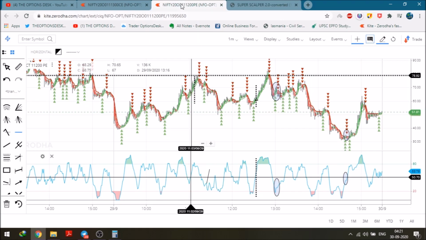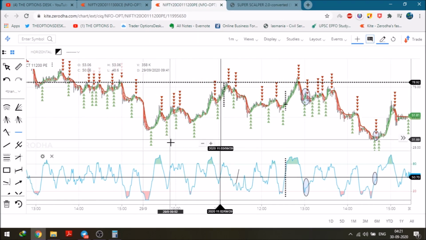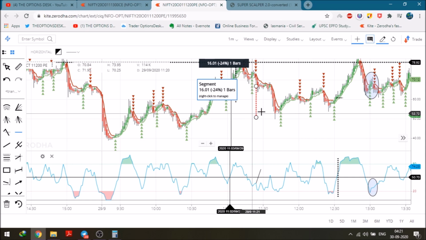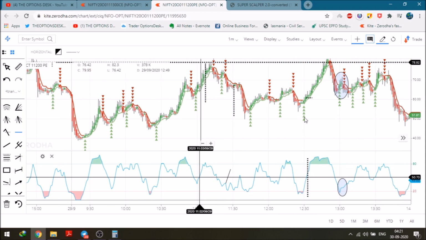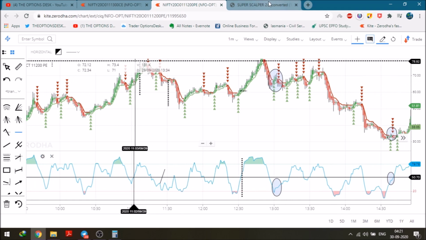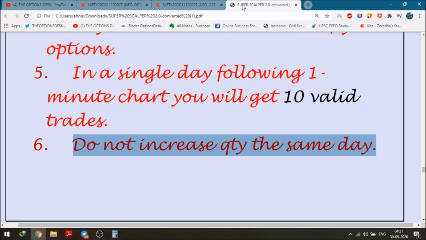Let me zoom in again. Say you traded with 150 quantity from 50 to 80. When the trade comes here, do not change your quantities to 300 or 750. Let's decide in the morning what quantity you are going to get used to trading today, and keep the quantity constant for the day.